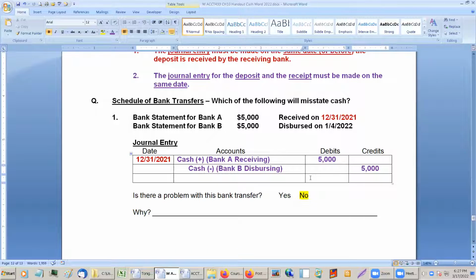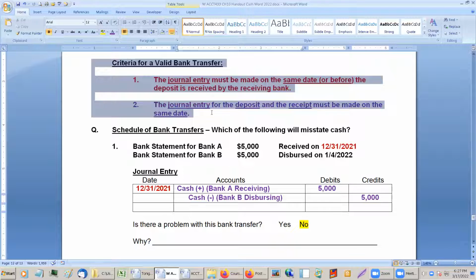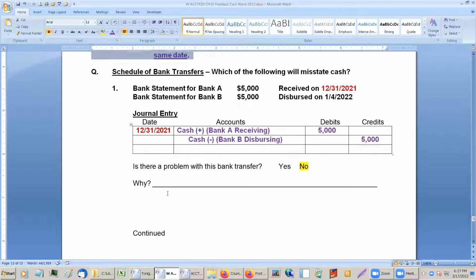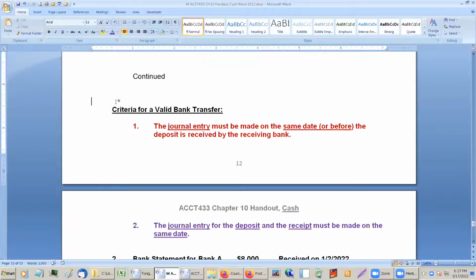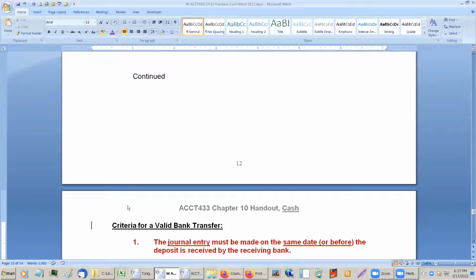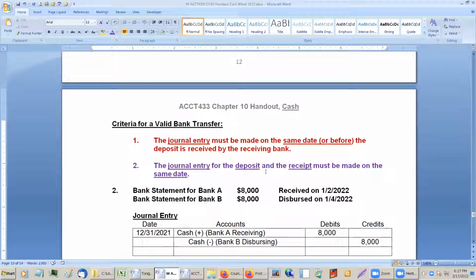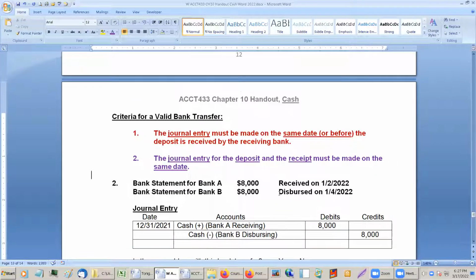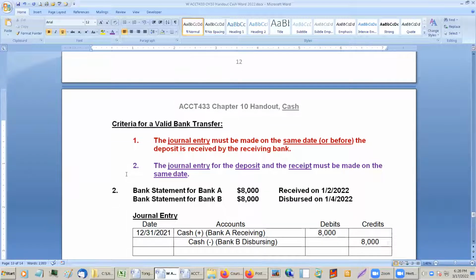Okay. Is there a problem? No, there's not a problem. I'm going to copy these down to the other page here. Okay. So let's take a look at number 2.